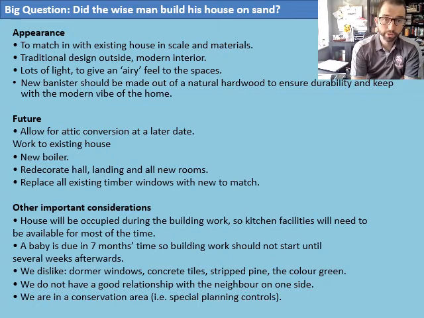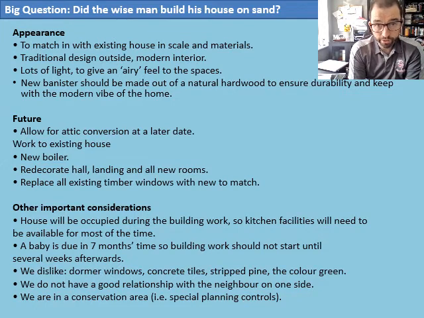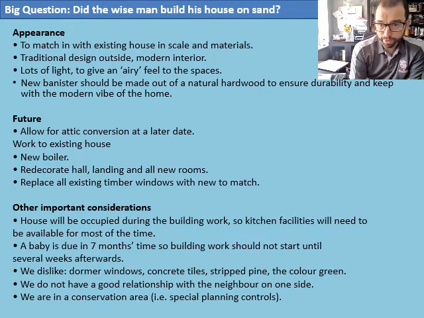Appearance. We'd like it to match the existing house in scale and materials. We like a traditional design on the outside, but a modern interior. We want it to have lots of light to give an airy feel to the spaces. New banisters should be made out of a natural hardwood to ensure durability and keep with the modern vibe of the home. Future: we'd allow space for an attic conversion at a later date.